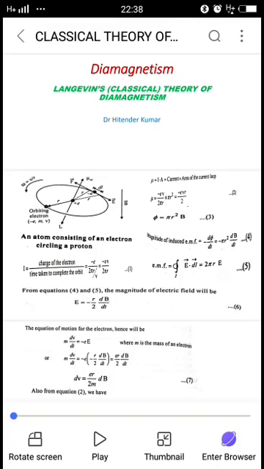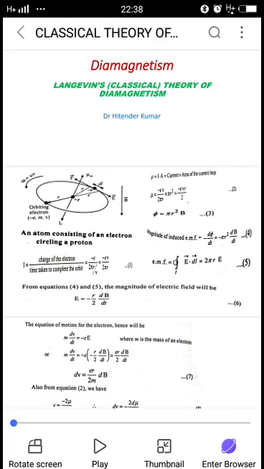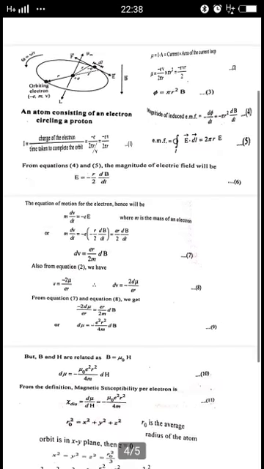In this video lecture, I will discuss the classical theory of diamagnetism. When a magnetic field is applied to diamagnets, the induced magnetic moments oppose the applied magnetic field. Hence, they are characterized by negative susceptibility. Diamagnetism is always temperature independent and it is present in all materials because orbital motion of electrons is universal.